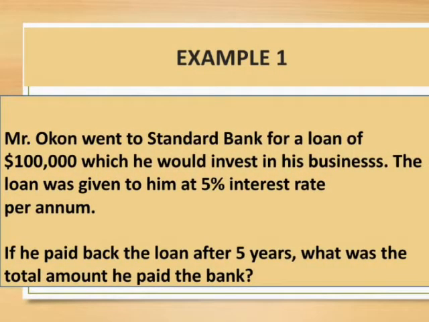Mr. Cohn went to Standard Bank for a loan of $100,000, which he would invest in his business. The loan was given to him at 5% interest rate per annum. If he paid back the loan after 5 years, what was the total amount he paid the bank?